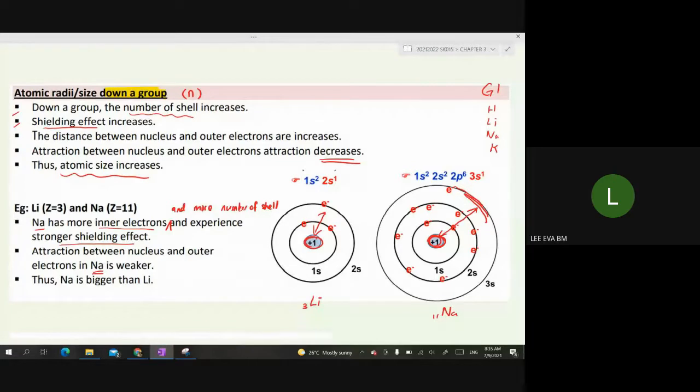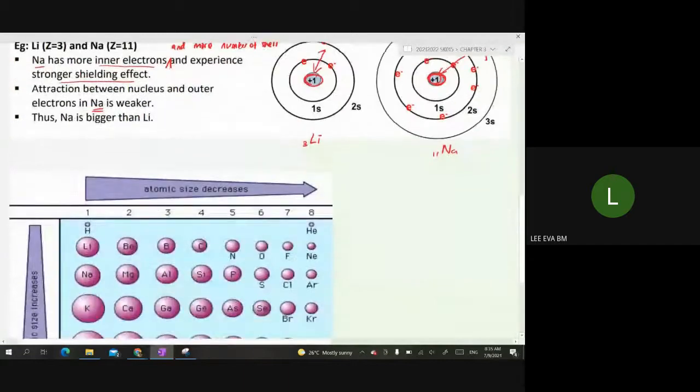And then in short, we can say going down the group from hydrogen, lithium, sodium, potassium, the sizes are getting bigger and bigger because you are adding more and more energy levels and the shielding effect. So is anyone having questions about the atomic size going down a group? Ada soalan ke? Okay, enough questions, then we continue, yeah?